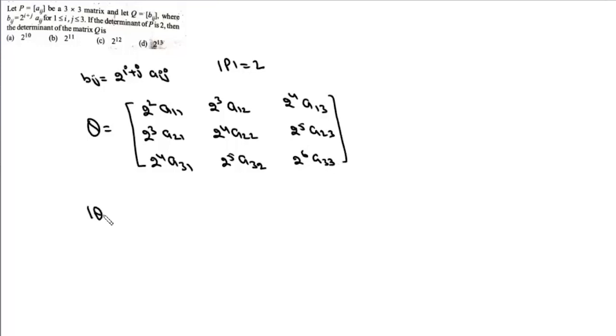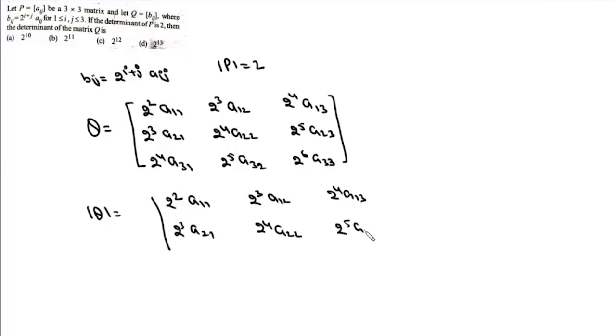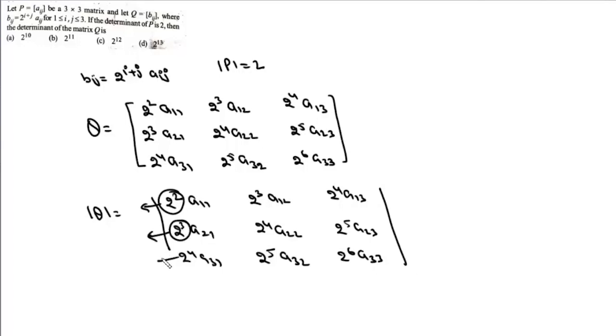Now if we take determinant of Q, we'll write this as 2 square A11, 2 cube A12 and 2 to the power 4 A13. Here will be 2 cube A21, 2 to the power 4 A22, 2 to the power 5 A23, 2 to the power 4 A31, 2 to the power 5 A32 and 2 to the power 6 A33. Now from this first row we'll take 2 square common, from this second row we'll take 2 cube common and from this third row we'll take 2 to the power 4 common.